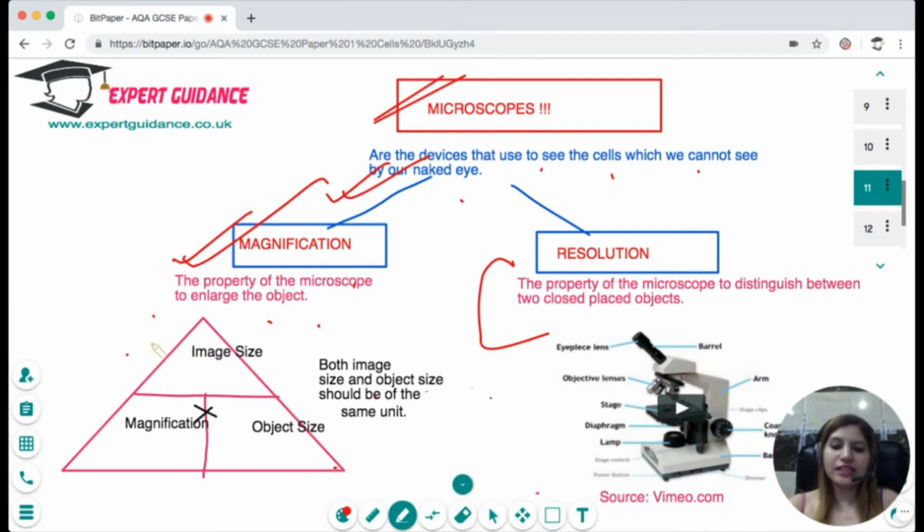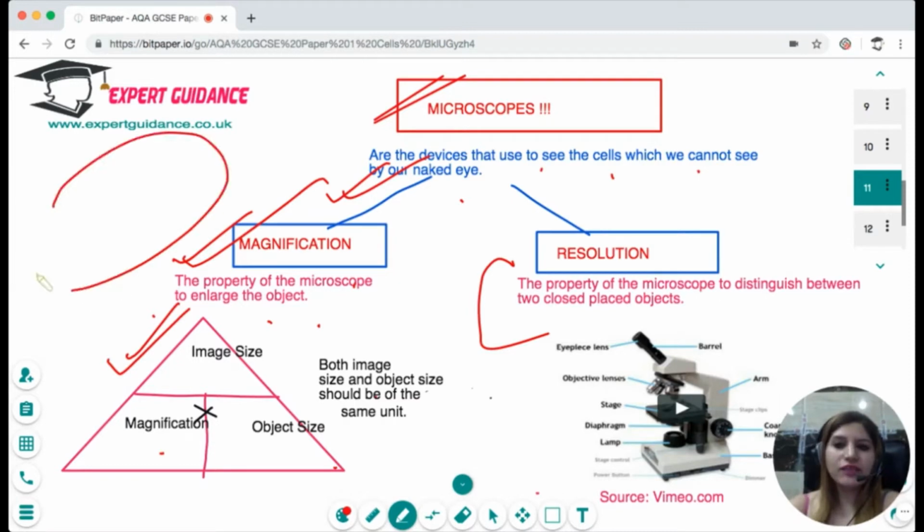Now, this is an important question. In the exam, they can give you an image size and ask you to find the object size if the magnification is given, or the image size and object size are given and they ask you for the magnification. Or to make it a little complicated, they can give you a cell and say that this diameter is 2 micrometer in reality, calculate the magnification.